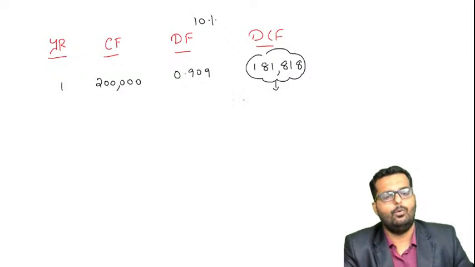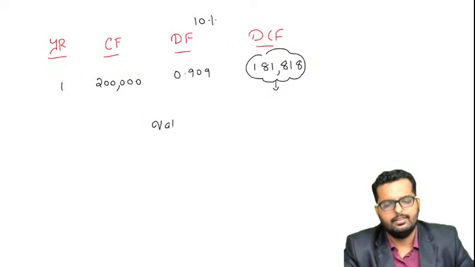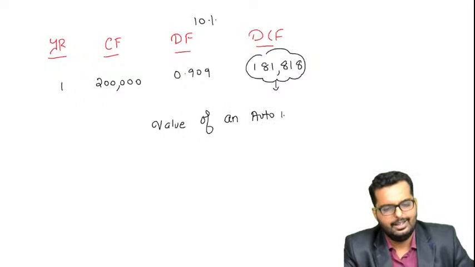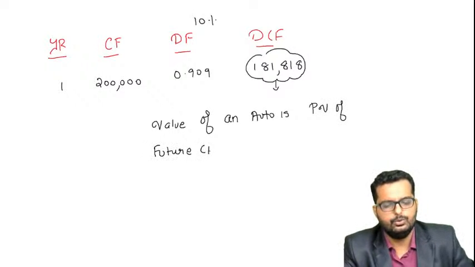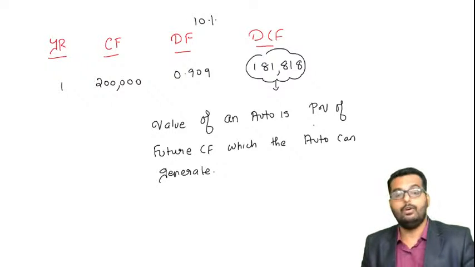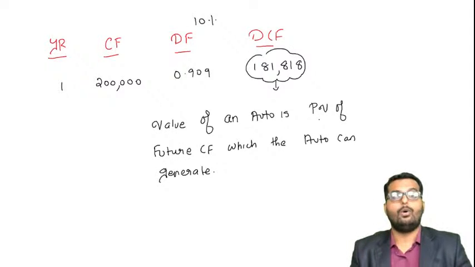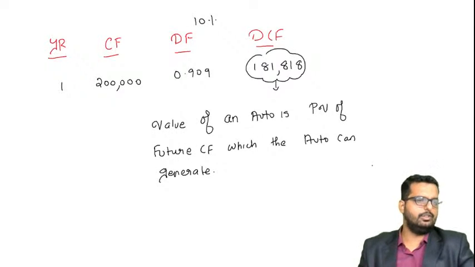Or can I say how I got this answer is nothing but I took the present value of 2 lakh? Or friends, can I say value of an auto is the present value of the future cash flow which the auto can generate. Just write down this. This is a very, very important lesson. I will elaborate and explain this in multiple angles once you finish writing this. Please write down this in your books, friends.